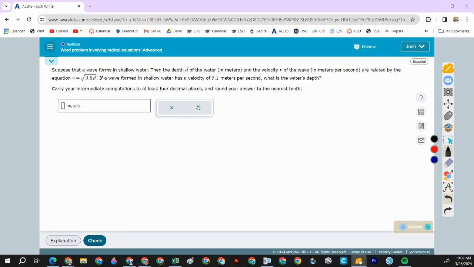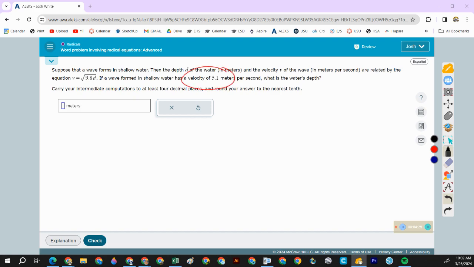All right. Suppose that a wave forms in shallow water. The depth d of the water and the velocity of the wave are related by the equation v equals the square root of 9.8d. If a wave formed in shallow water has a velocity of 5.1 meters per second, what is the wave's depth?